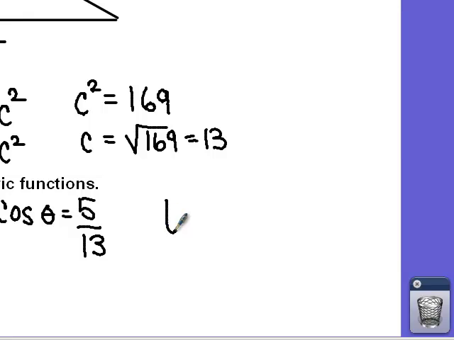Now the tangent of theta is, TOA is opposite over adjacent. So opposite would be 12 over adjacent, which would be 5. So when we do the three trig functions, we can easily do the other trig functions.